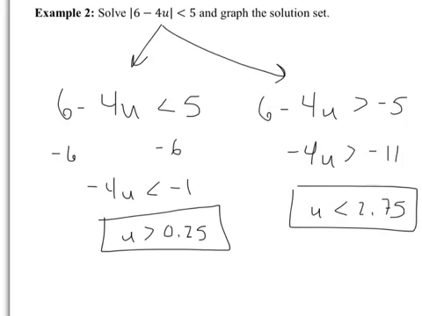So subtract 6 in both cases, leaving behind a negative 4u in both cases, but different answers on the right. When you divide by the negative 4, what do you have to do? Flip the sign. So divide by negative 4, and make sure you flip the sign of the inequality. Now these are the two answers we're going to get, because this ends up being 1 over 4, which is 0.25, and 11 over 4, which is 2.75.